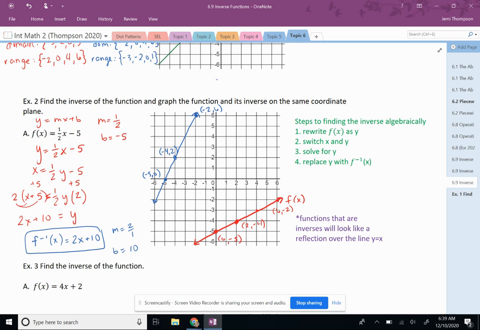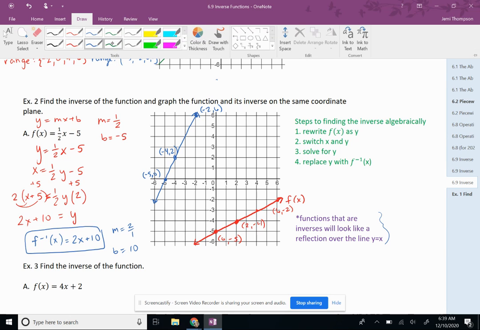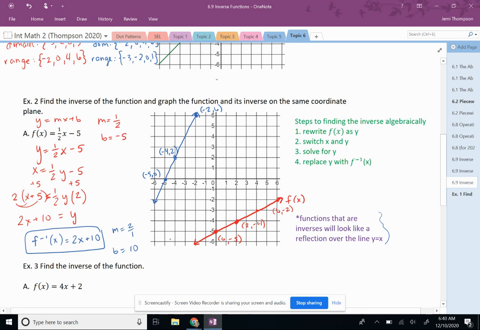Cool. This little purple note down here is just a reminder that this is a reflection over the line y equals x. So it's a bit difficult to visualize, but if you can, imagine that we are taking this paper and folding it along this diagonal here.